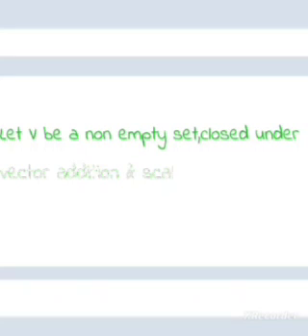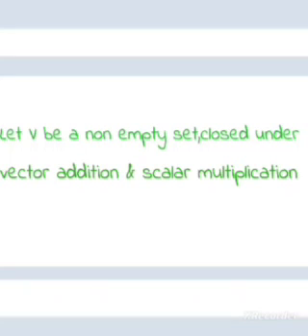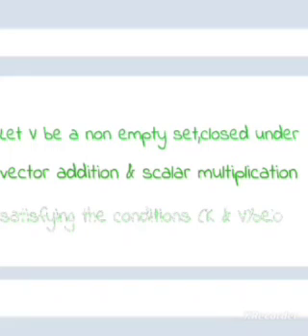Okay, let's look at the first one now. Let phi be a non-empty set closed on the vector addition and scalar multiplication. So like I said earlier, there are some conditions it needs to satisfy, and those conditions are 10 in number, like we have already learned in the lecture classes. So let's look at the first one now.